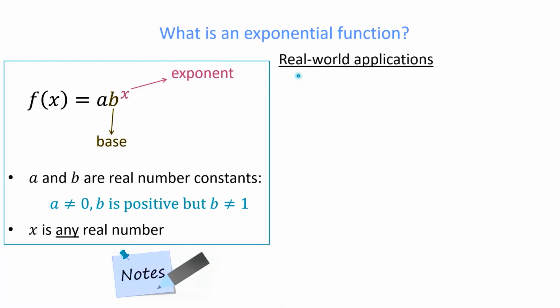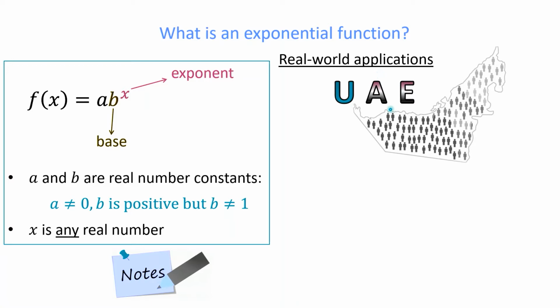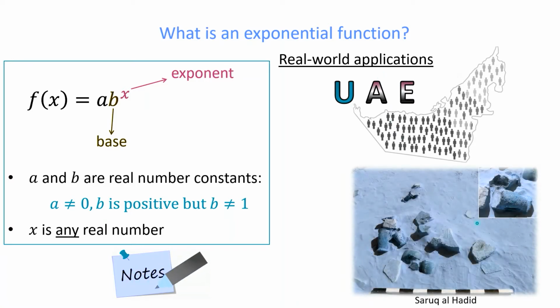Now let's look at some real-world applications of the exponential function. Exponential functions can be used to model populations. Here is a picture of some artifacts found in Suruq al-Khadid, which is an archaeological site in Dubai. Archaeologists use the exponential radioactive decay of carbon-14 to estimate the age of organic material such as bone, cloth, wood, and plant fibers. It has many more applications in the real world.